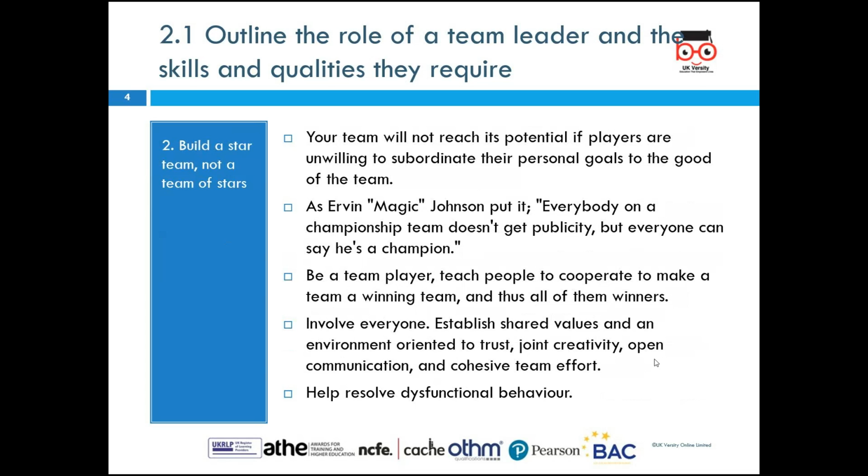Number 2 is build a star team, not a team of stars. Your team's not going to reach its full potential if your team members are not willing to put aside their own personal agendas or goals. They've got to work towards the team. As a basketballer, Irvin Magic Johnson put it that not everybody in a championship team gets publicity, but everybody can say that they are a champion because they were part of that team. Being a team player teaches you to cooperate and make a winning team, and then everybody in that team is a winner.